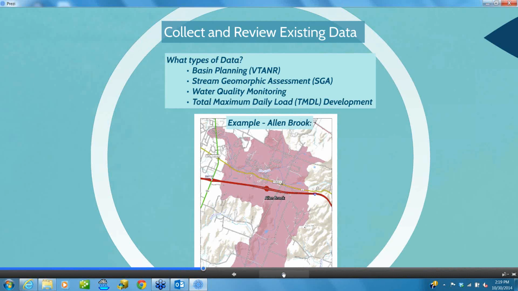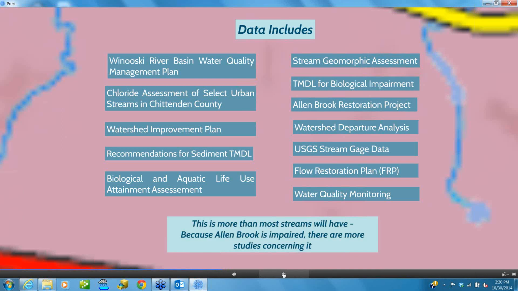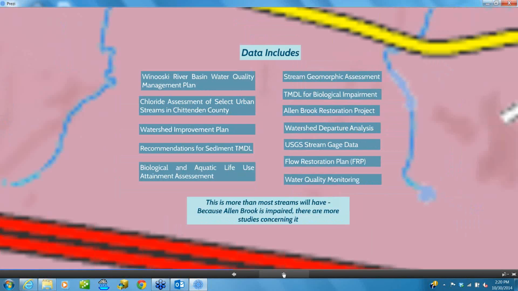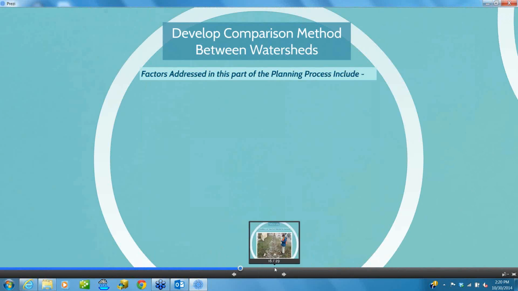So just to put a finer point on some of that data: the Winooski River Basin Water Quality Management Plan, chloride assessments, watershed improvement plans, talk of a sediment TMDL with associated project list, hotspot project list, biological in-stream aquatic life data, geomorphic data, Allen Brook restoration projects, TMDLs for biological impairment, stream gauging data, flow restoration plan, water quality monitoring, a whole host of data. And this is probably more than what most areas would have, because the Allen Brook is stormwater impaired, so an exceptionally large amount of studies have already been done there.